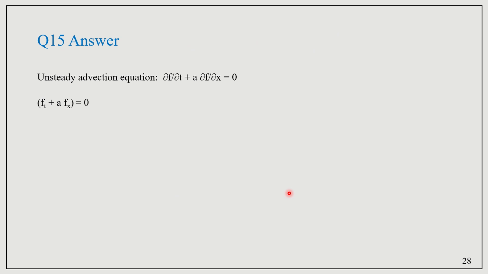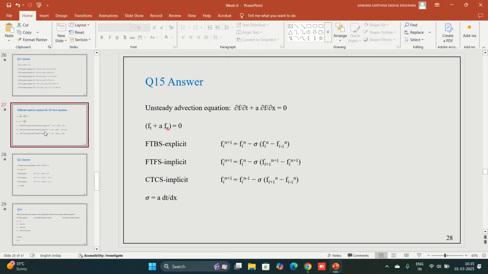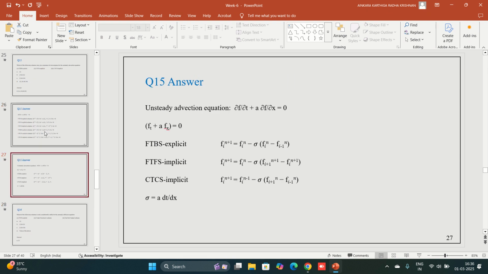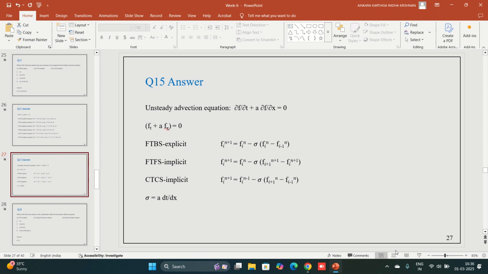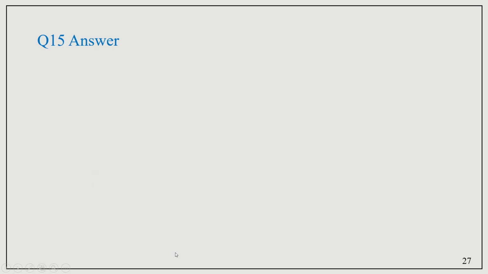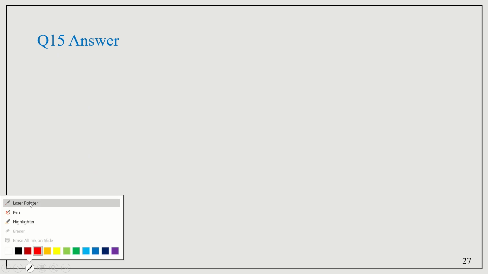So for the unsteady advection equation, similar to the last equation, we have dou f by dou t plus a into dou f by dou x equal to 0. Forward time, backward space. I'll delete the last slide because it is a bit confusing for now. It is like sitting in between. So I'm just deleting it because we are however seeing the equation for the unsteady advection equation.